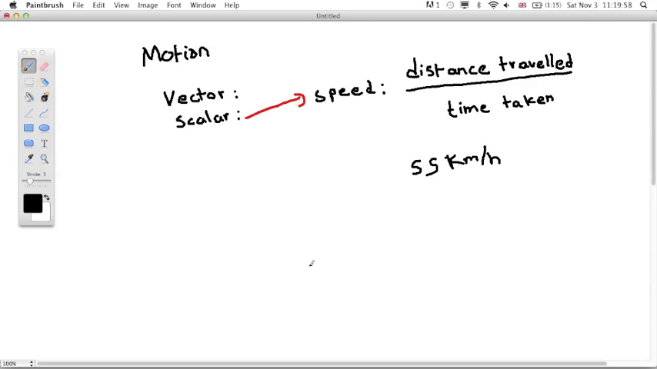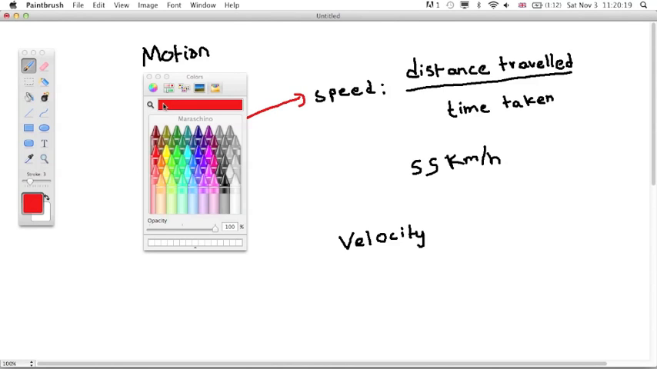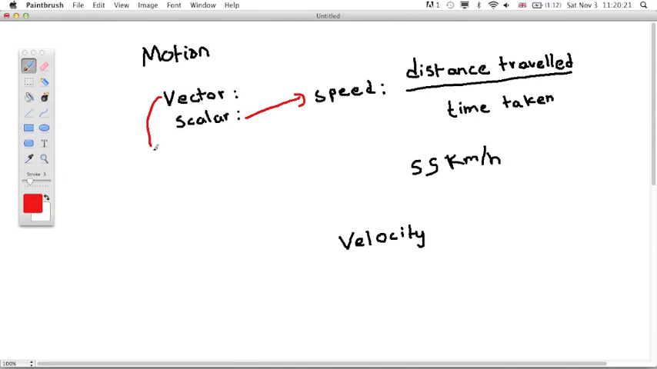So that is speed. Next, we have velocity. Now, velocity is like speed, but it's a vector quantity. So it means you have to specify in which direction you're going. It may seem the same, but seriously, it's completely different.